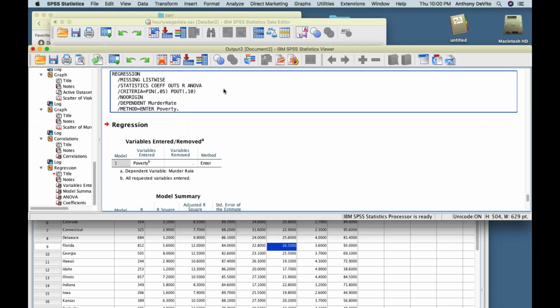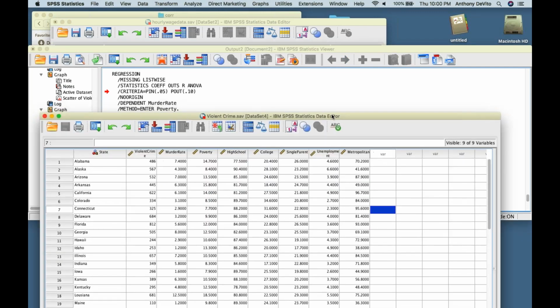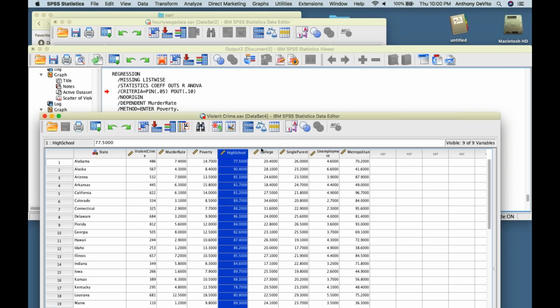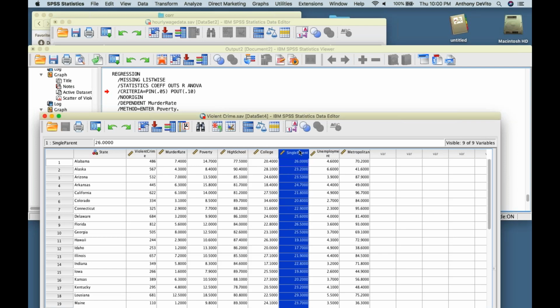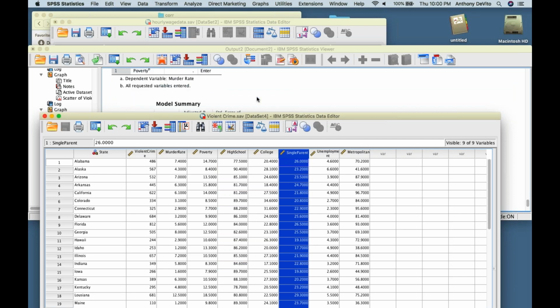In fact, we may also be interested in seeing if we combine more than one of these factors in what's called a multiple regression, right? Then we might find that if we combine the poverty rate along with, say, the rate of high school graduation or the rate of college or the percentage of single parent homes, we have a much better predictor. In other words, we increase the size of that R squared by combining those factors to predict what the violent crime rate or the murder rate might be if we manipulate them.